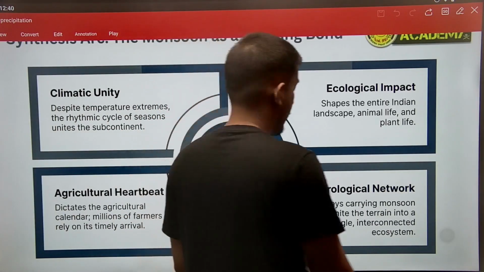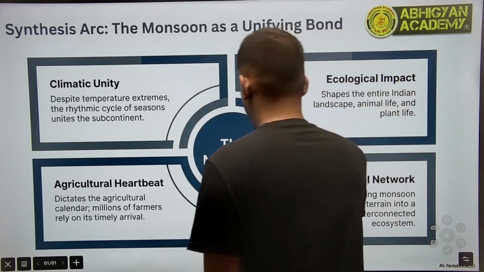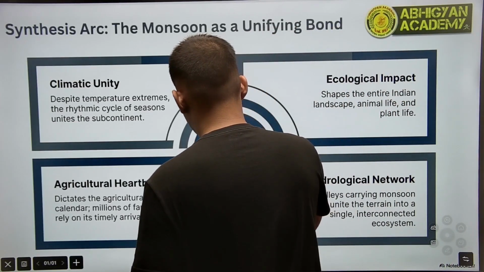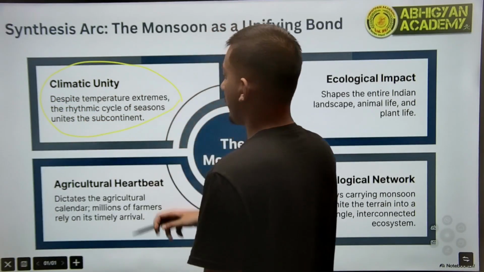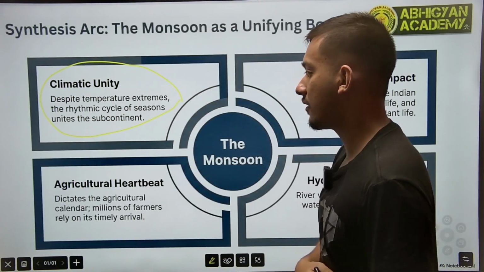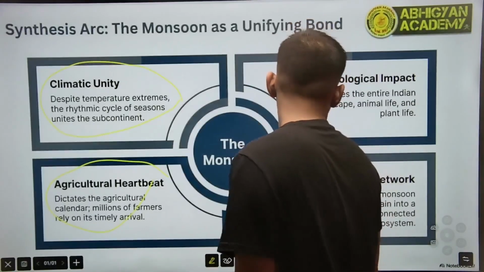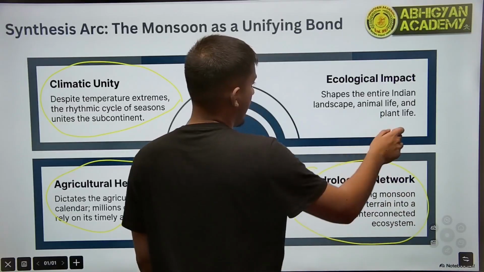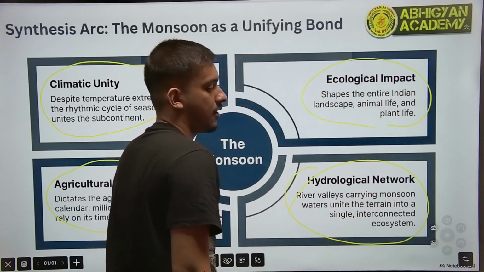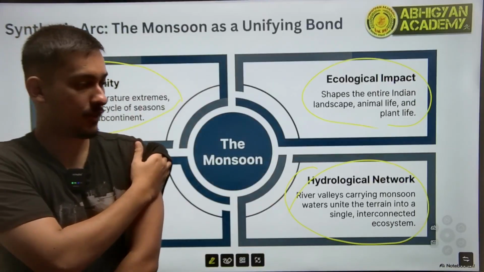So what is the benefit of rainfall? We all know: climatic unity despite temperature extremes, a rhythmic cycle of seasons unites the subcontinent, good agriculture, one single ecosystem, and good for plants and animal life. So these are some of the importance of rainfall.